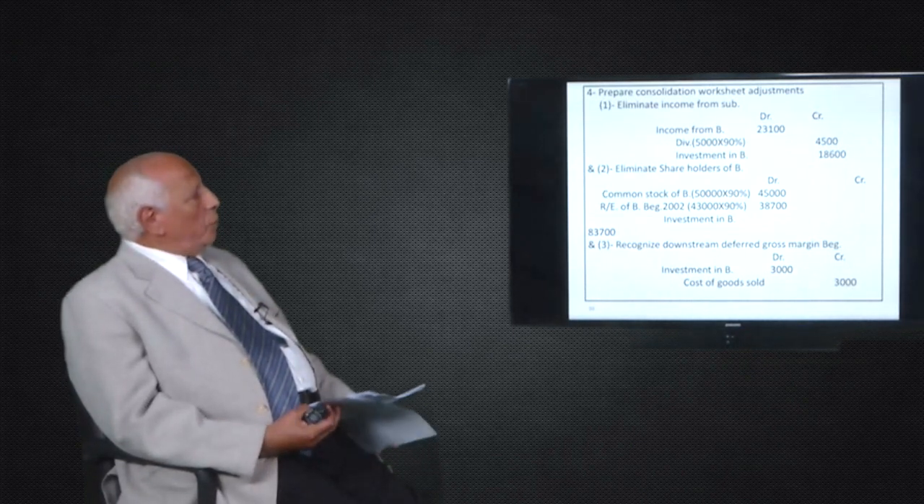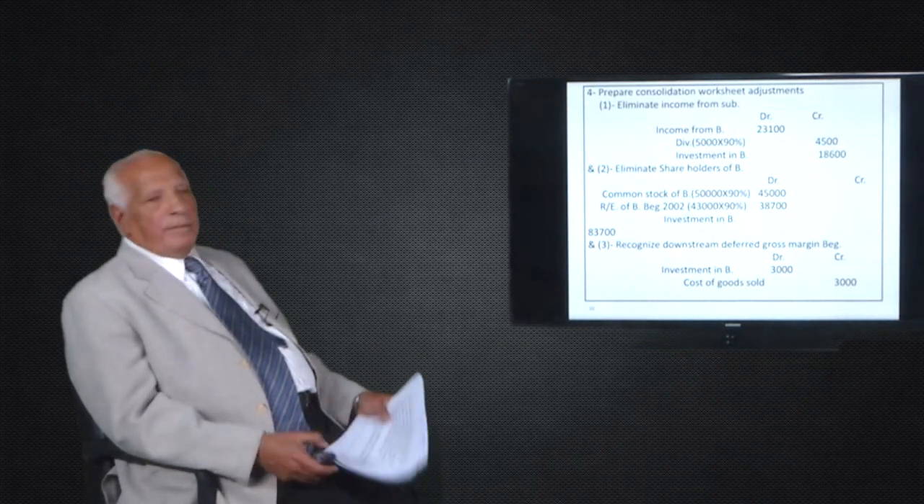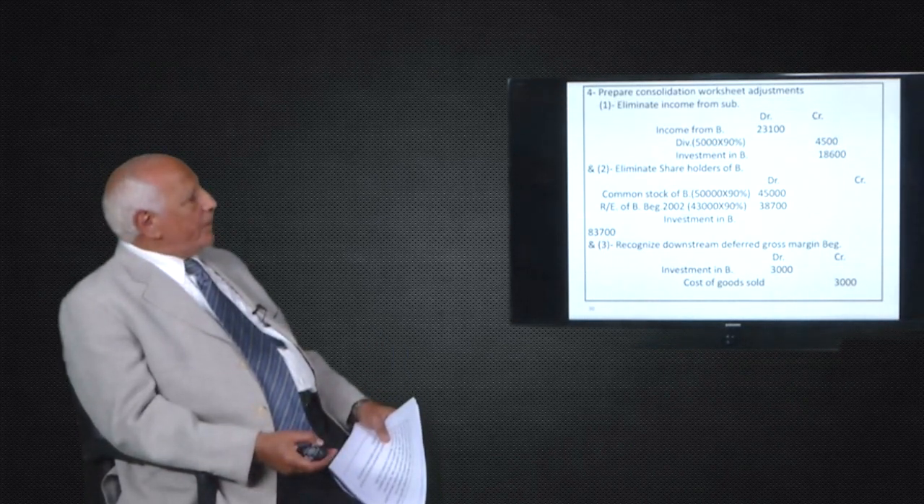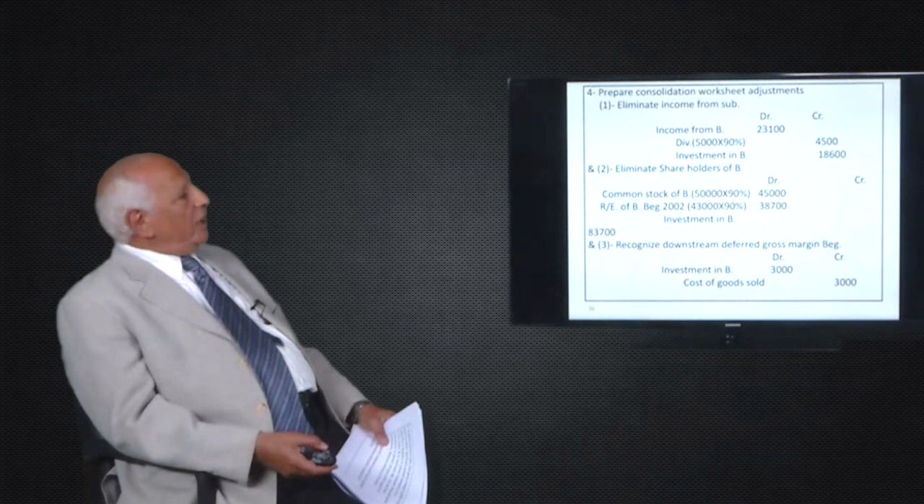Consolidation worksheet adjustment. Eliminate income from sub. That first one, income from sub. Debit income from sub B, 2,100. Credit dividend 5,090 for 500, and credit the difference, investment in B, 18,600.